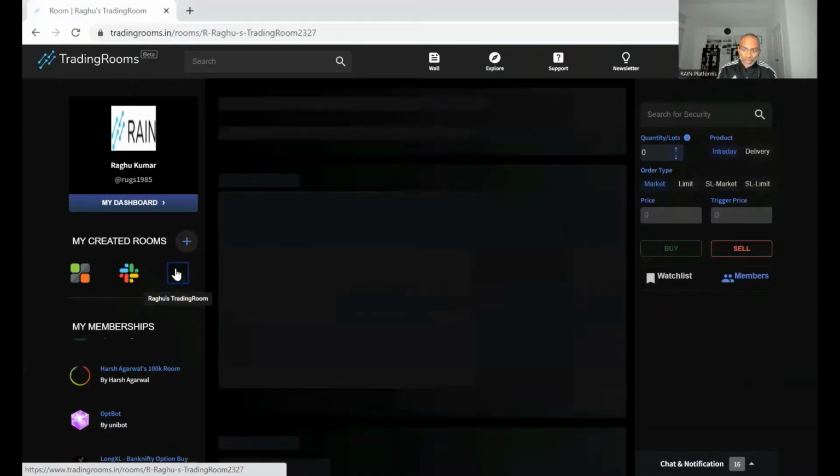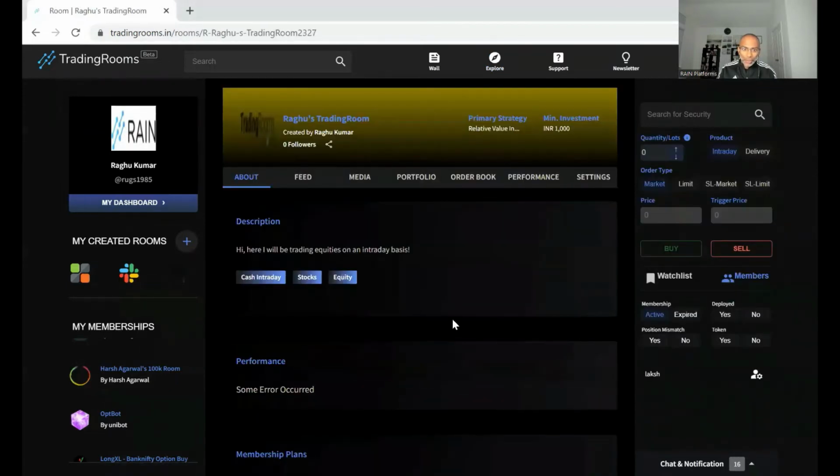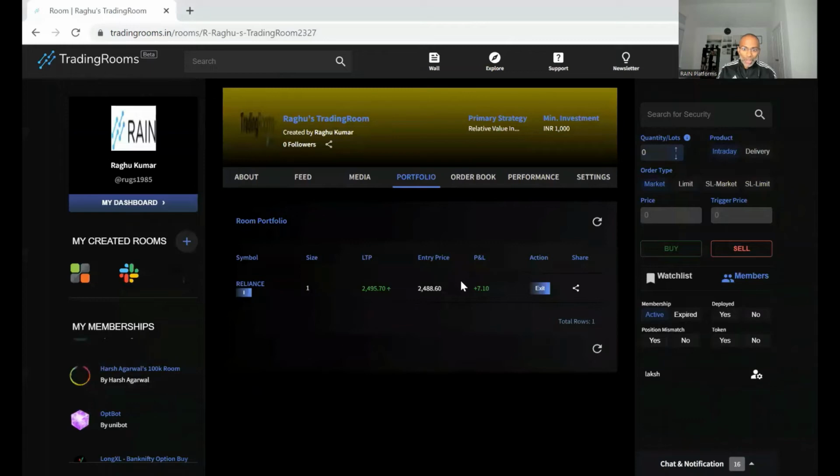So this is the room that I've created, right? Raghu's trading room. And obviously there's no performance because I have not actually started trading. Now, I do have a position right now on this room, so I'm going to go ahead and actually exit this position. Okay, so my order has been successfully transmitted, and that's that.